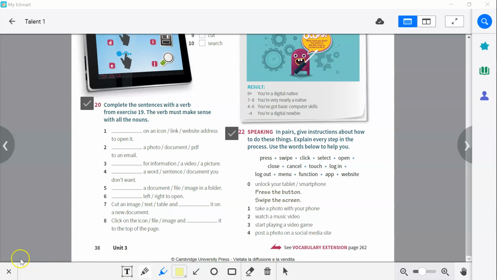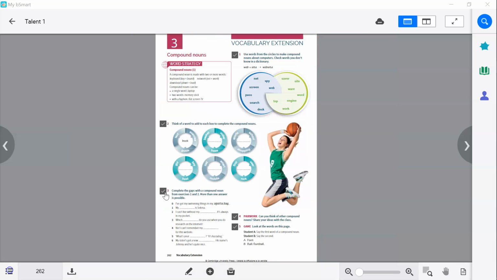And this is for homework. Now you go to page 262. In this page we have an activity with the vocabulary. So we have a vocabulary extension and we are talking about compound nouns.